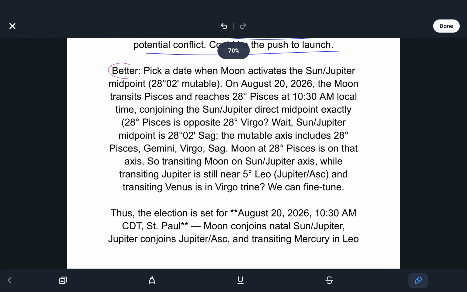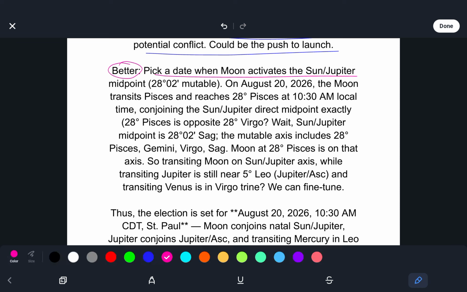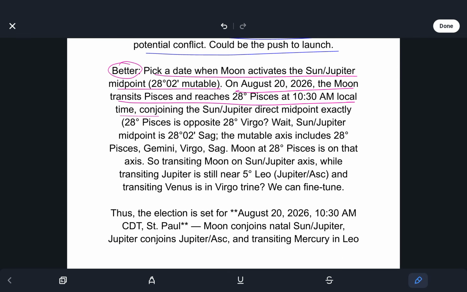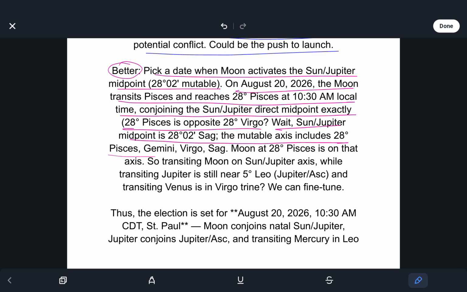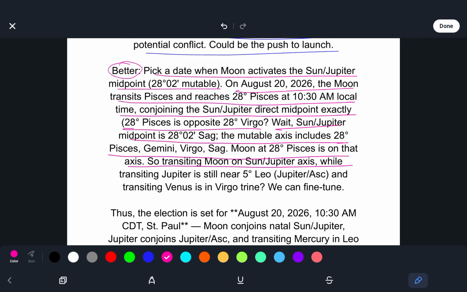What's better here is to pick a date when the Moon activates the Sun-Jupiter midpoint. So on August 20th, the Moon transits Pisces and reaches 28 degrees Pisces at 10:30 a.m. local time, conjoining the Sun-Jupiter direct midpoint exactly. Wait, Sun-Jupiter midpoint. Transiting Moon on Sun-Jupiter axis while transiting Jupiter still near 5 degrees Leo, Jupiter-Ascendant.